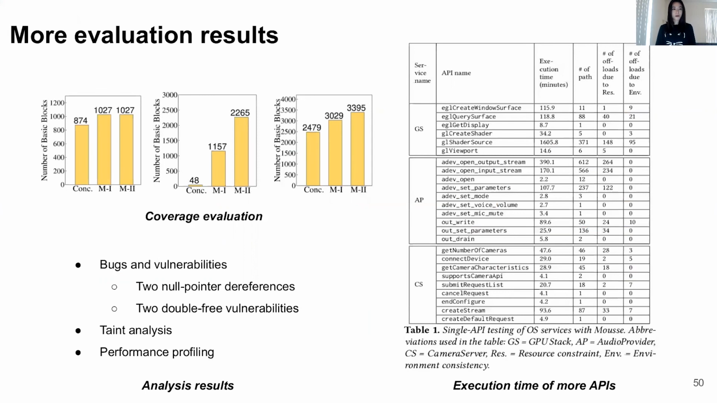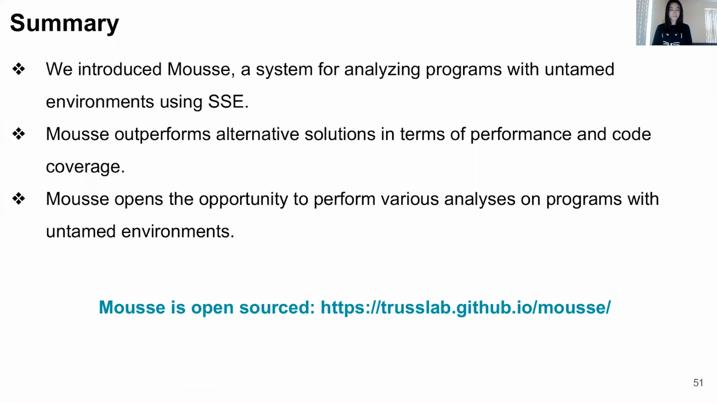We did more experiments to evaluate Mousse. We compared Mousse with a symbolic environment and a simple fuzzer in terms of code coverage. We did bug finding, taint analysis, and performance profiling. More importantly, we conducted large-scale experiments to measure the execution time of more APIs in different services. Please refer to the paper for more details.